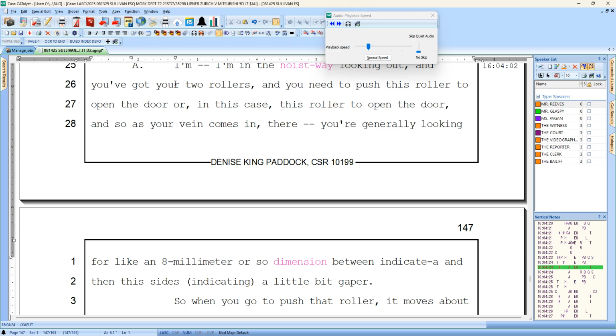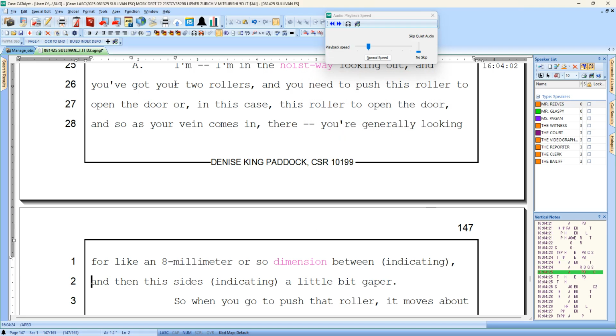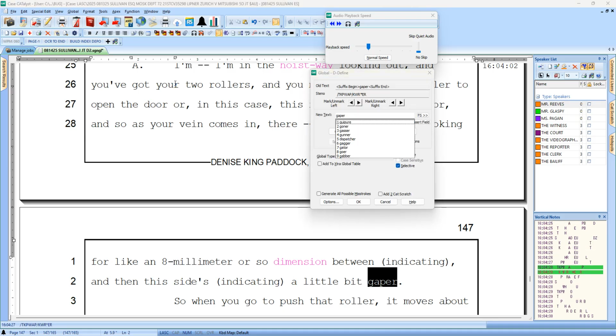This side's a little bit gappier. So when you go to push that roller, it moves about 4 millimeters because it goes up, and when it goes up, it lifts the latch and unlocks the door. And so if some of those dimensions are out, it will start to push the door before lifting the latch. And so the latch will come back and bind.